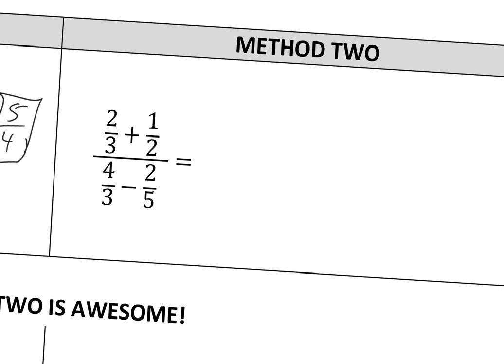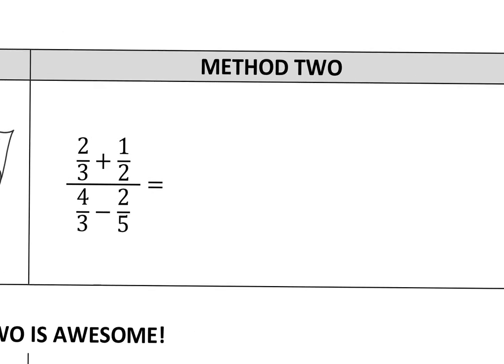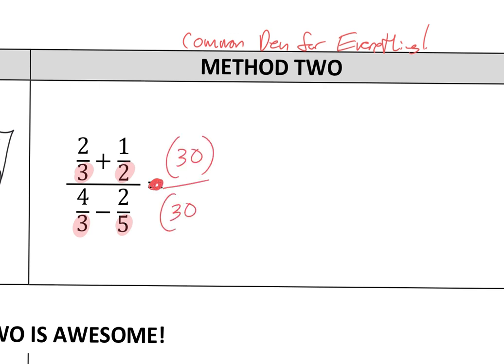I want you to think of the common denominator for everything. So method 2 is, the key here is that you're going to find the common denominator for everything. What do I mean by that? What's the common denominator for 3, 2, and 5? And we have 3 here twice. So 3 times 2 is 6, times 5 is 30. The common denominator we want is 30. And what we're going to do is multiply everything by 30. And you'll see why here.